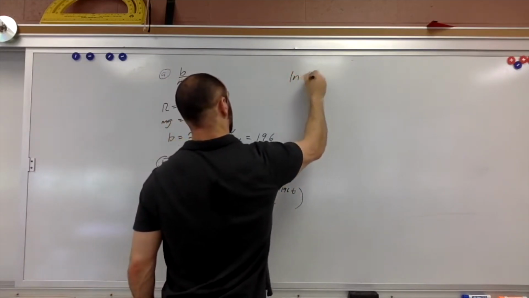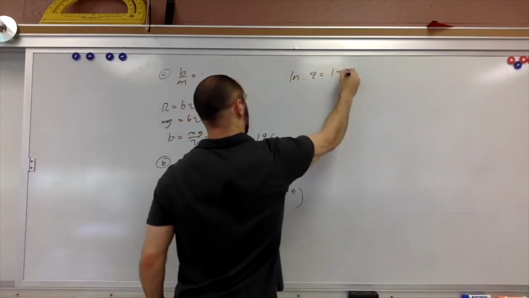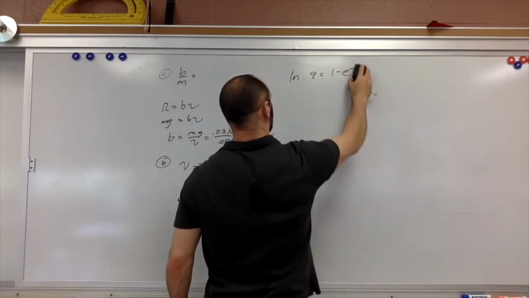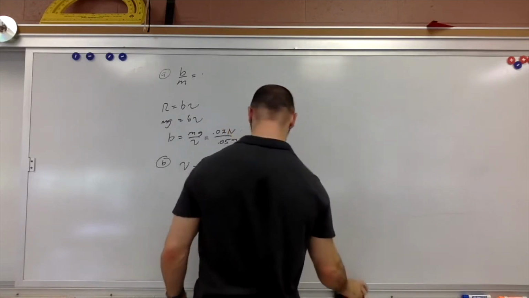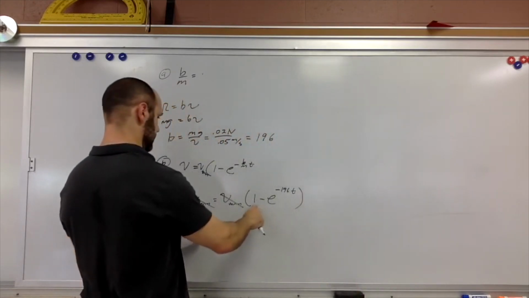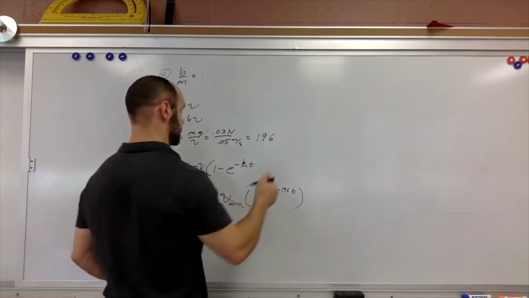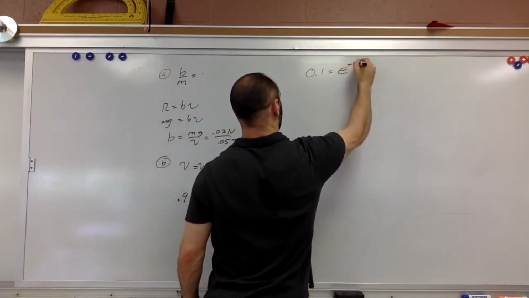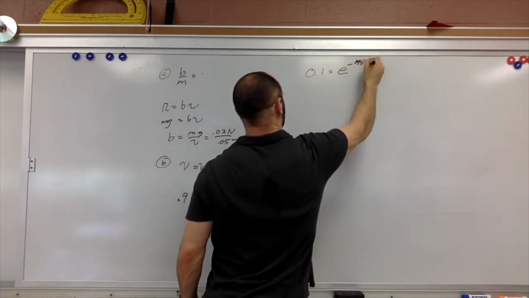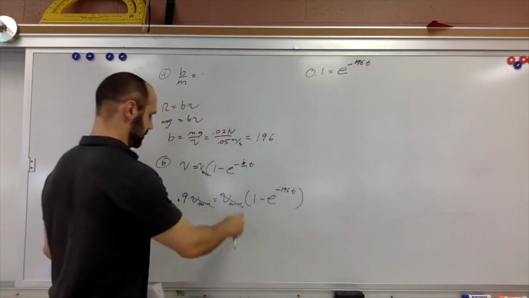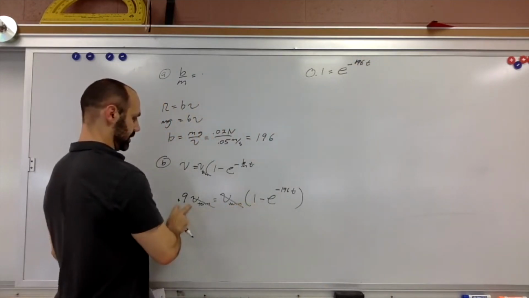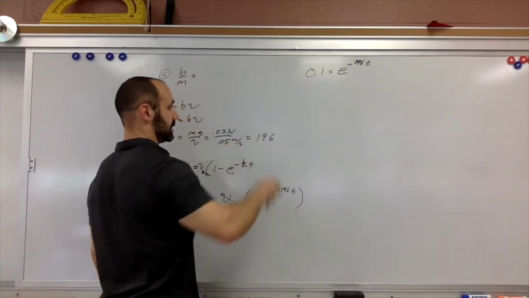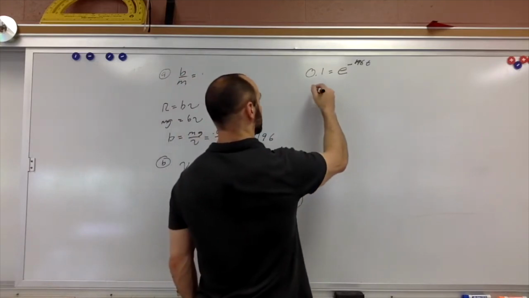So natural log of 0.9 equals 1 minus e to the negative... so first thing I actually have to do, I'm not ready to solve it yet, I need to subtract 1 from both sides. So I end up with negative 0.1 equals negative e to the negative 196 times t. Right, you see how that works? 0.9 minus 1, so I get negative 0.1. And then this is negative, so they cancel out. It's just arithmetic.